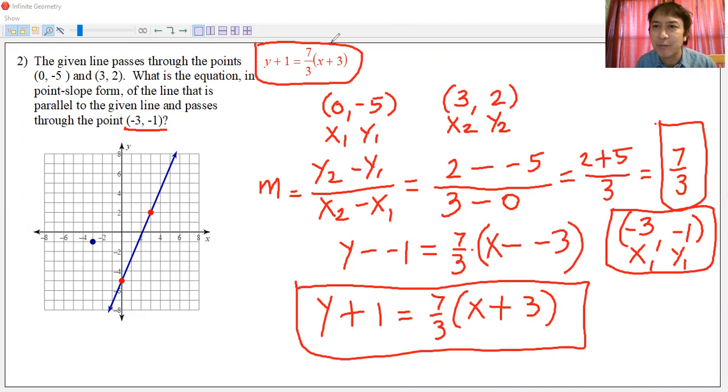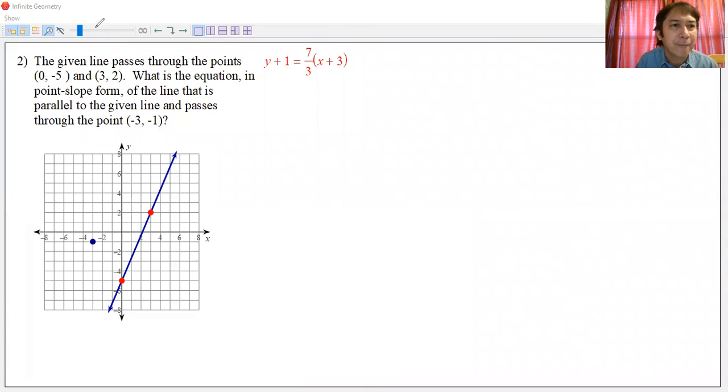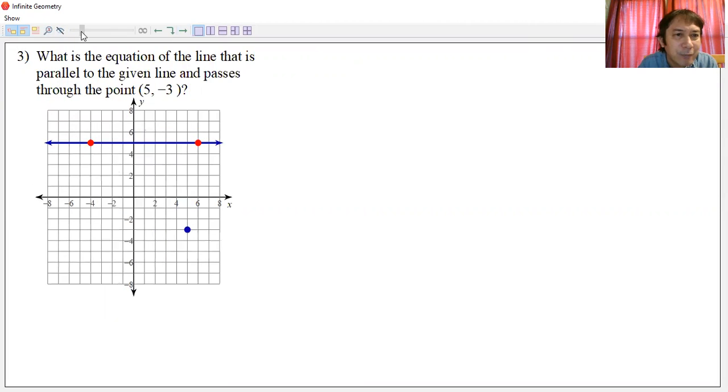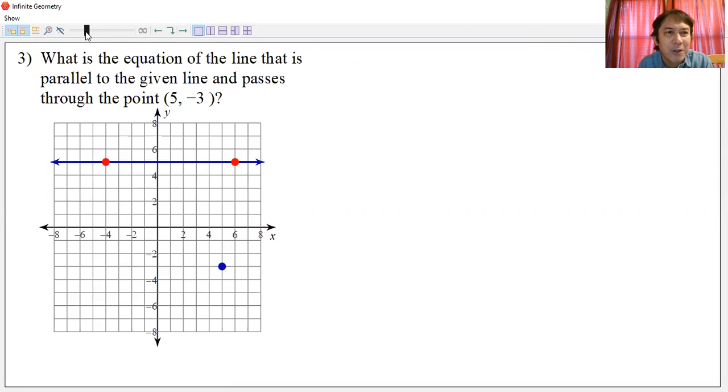Let me clear the screen for the third number. And we shall proceed to the third. Okay, here is the third. We can slightly increase that so that it will look larger. All right, what is the equation of the line that is parallel to the given line and passes through the point (5, -3)?